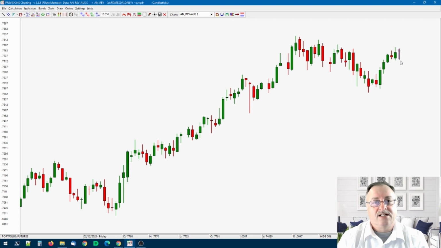It's followed by an inside bar. So it is still not confirmed as a swing top or a swing bottom because an inside bar just doesn't give you a lower low or a higher high.